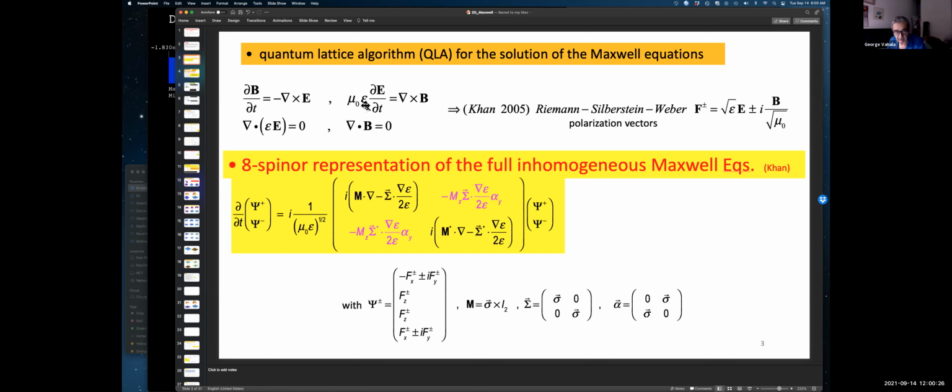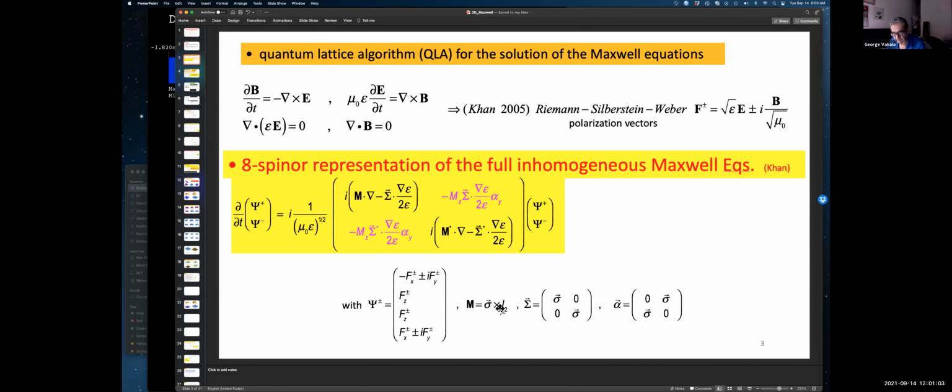That's our dielectric constant, E electric, B magnetic fields. We use the Kahn representation in terms of what they call polarization vector. And using the F vectors, you can rewrite Maxwell's equations in terms of an 8-spinor. The reasoning behind this is to see the similarity between Maxwell's equations and Dirac equations. And from then on, you can develop your quantum lattice algorithm. So this is the 8-spinor, where the psi plus, psi minus are the components of the F.